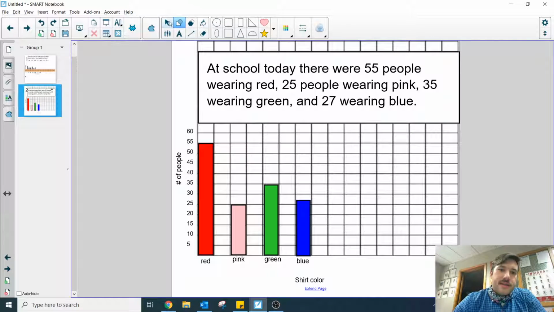So when I look at this data again, you can tell a lot of information here. Like red had the most number of people, pink had the least number of people wearing it, and then blue was next, green was next, and then red was most.